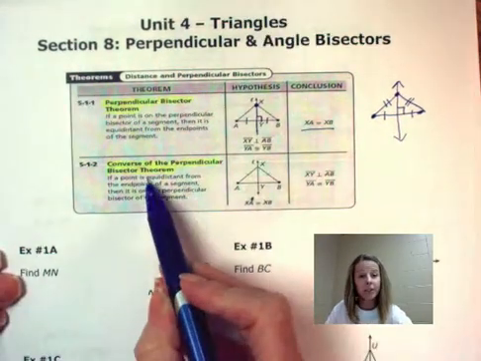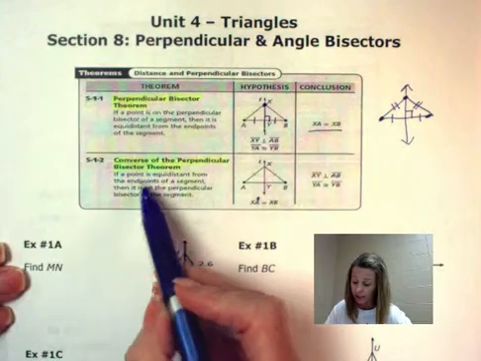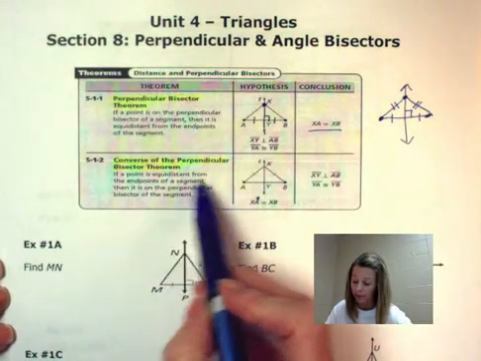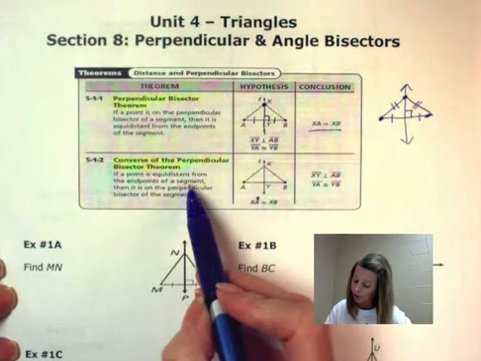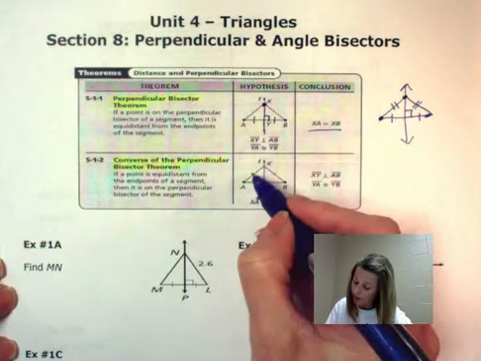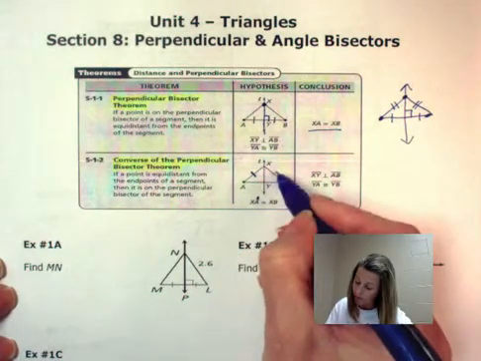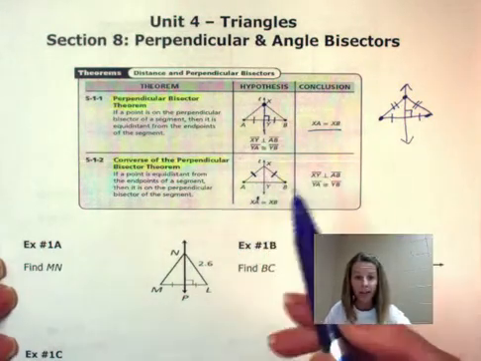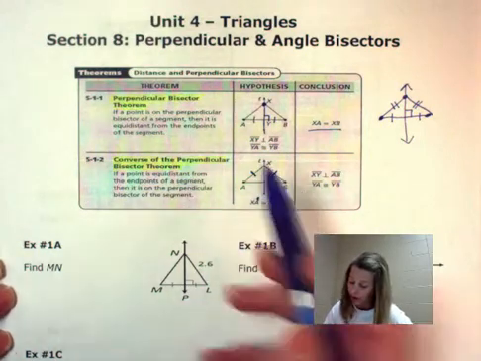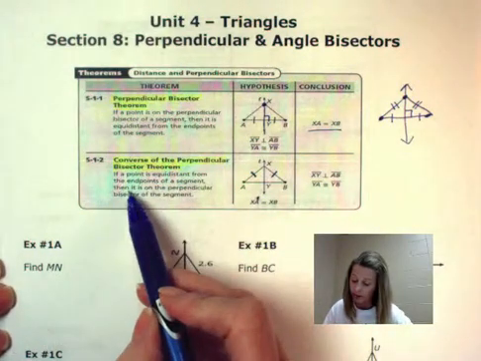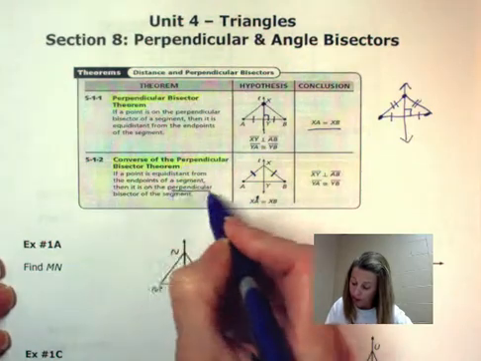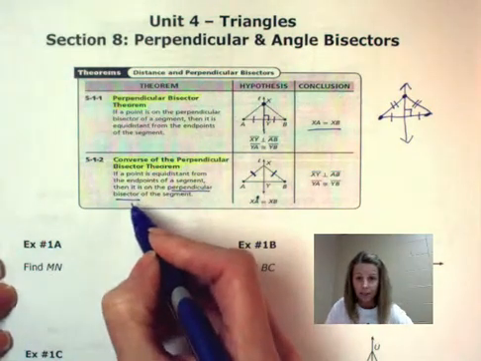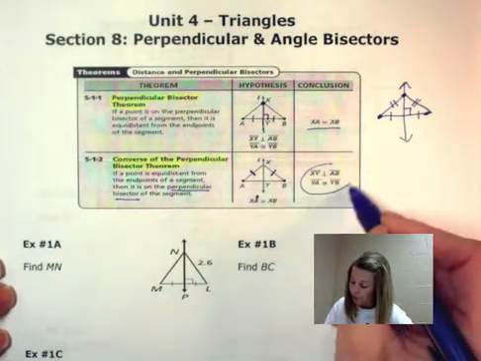So the converse is like the reverse. So the converse says if a point is equidistant from the endpoints of a segment, so look at this picture, the only thing you know is that this segment is congruent to the other segment. So if that's the only situation you have, then two things are true. It is on the perpendicular bisector of the segment. So these two items are true.